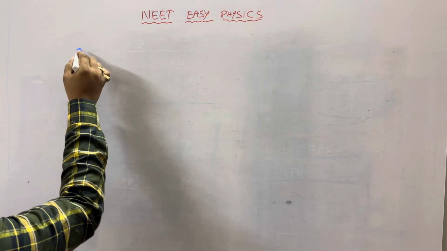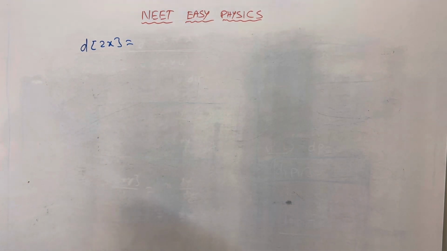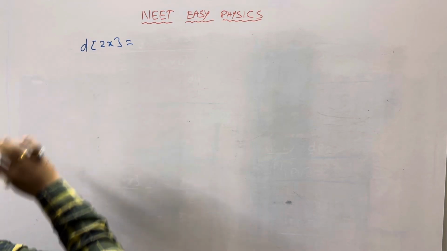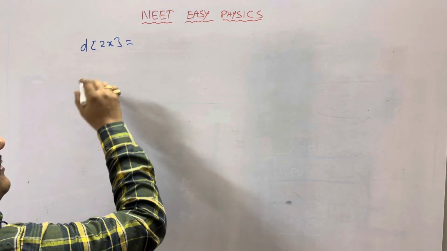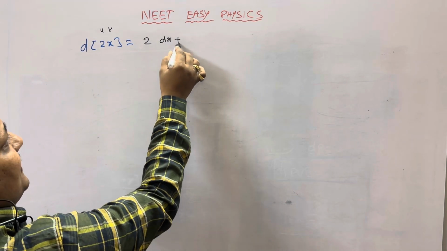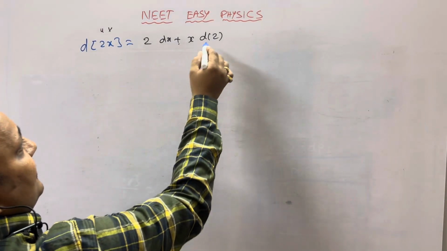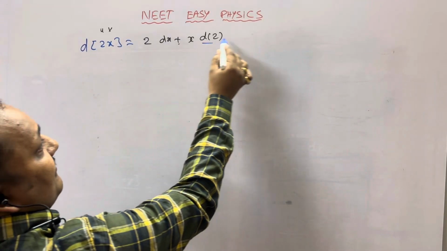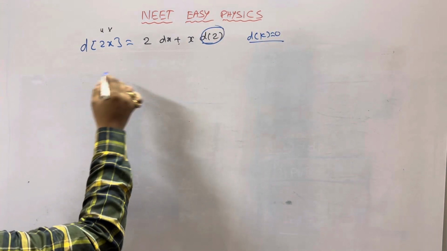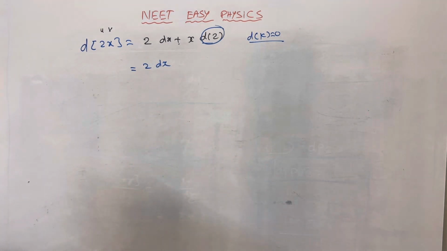Now see the next one. Derivative of 2x. What is the derivative of 2x? Like the previous one, you can apply it. 2 is constant, but even so, let us assume it is u and v: we will say 2 dx plus x times derivative of 2. What is the derivative of a constant? Because 2 is constant, the derivative of a constant is always 0. Therefore this term becomes 0. Simply we write the constant 2 outside, 2 dx.